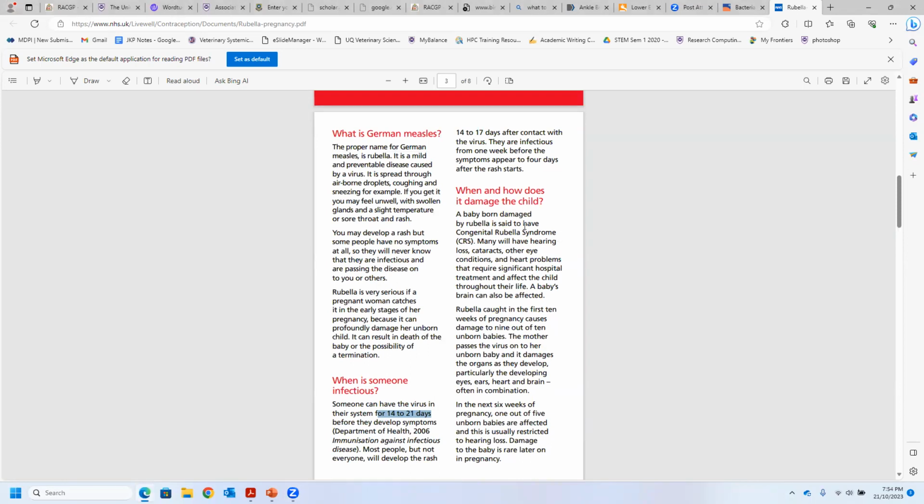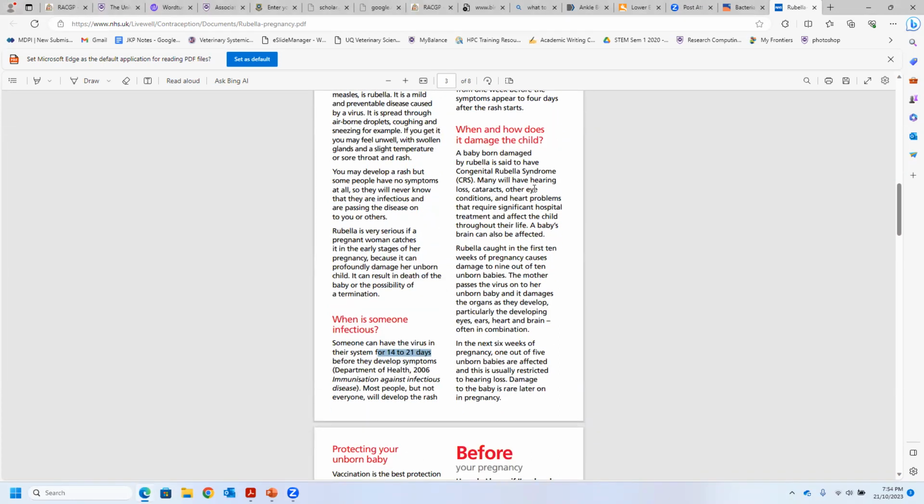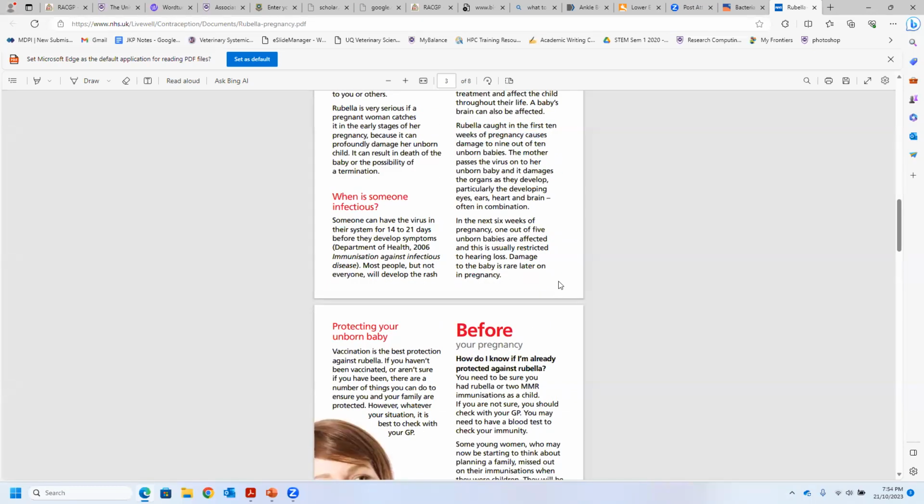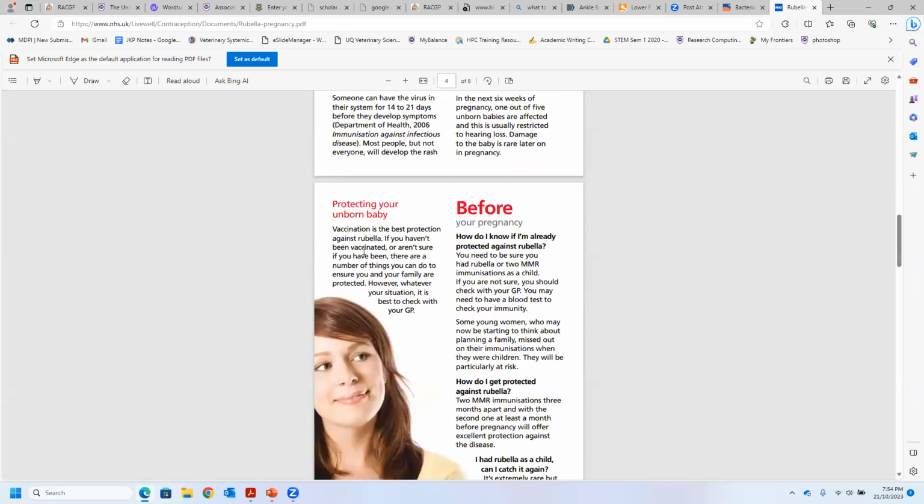A baby born damaged by rubella is having a congenital rubella syndrome, and they have eye defects, ear defects, heart problems, and these babies do not survive much, and they usually are miscarried. But if they're still viable, we usually advise termination of the pregnancies, but the decision is made by the parents. Rubella caught in the first 10 weeks of pregnancy causes damage to 9 out of 10 unborn babies. So the incidence of the congenital rubella syndrome in a patient is very high.